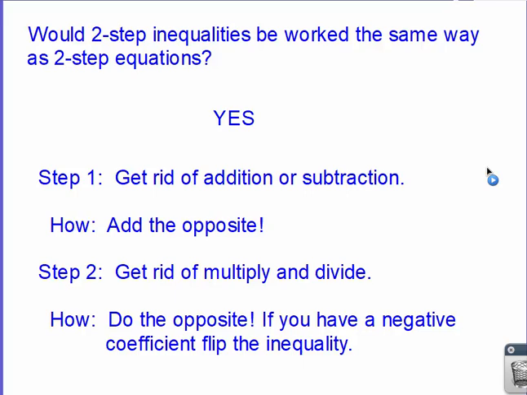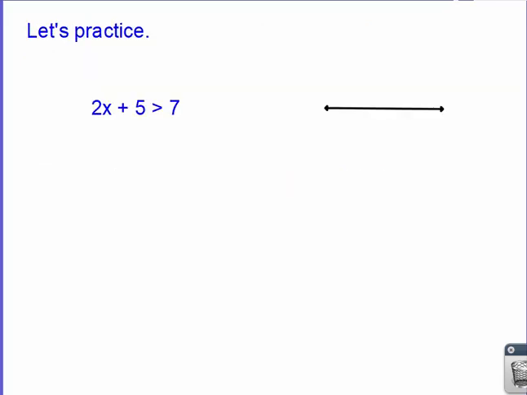So let's see if we can work just a few of these. We're going to work 3, and then we'll be done. So here's our first one. 2x plus 5 is greater than 7. Well, again, our steps are get our letters on one side, get our numbers on the other. So we have to do that one and then solve.